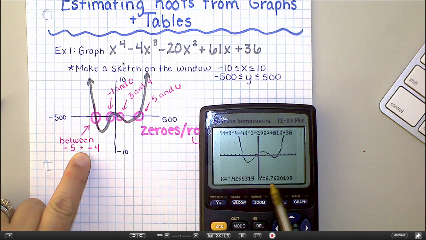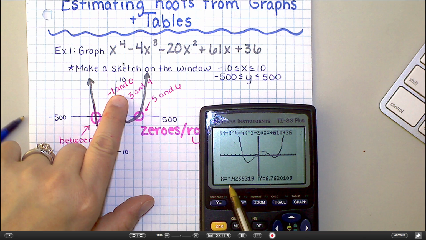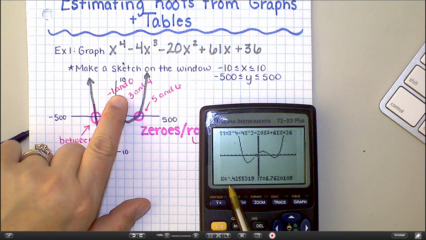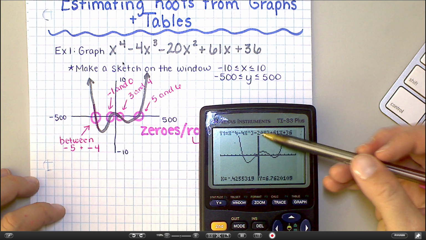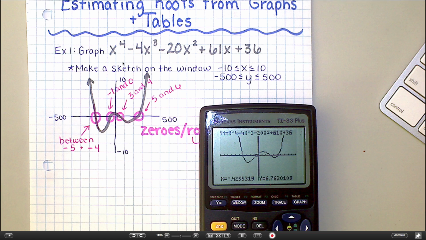Okay. This one, let's see, the y value, the closest I can get is 6.7, and that looks like -0.4. That would be this one that's between -1 and 0. Okay, so that's one way to get them. Again, that's not super accurate if your window is really wide. If you have a really big range on your window, like we have from -500 to +500, it's going to be harder to do.